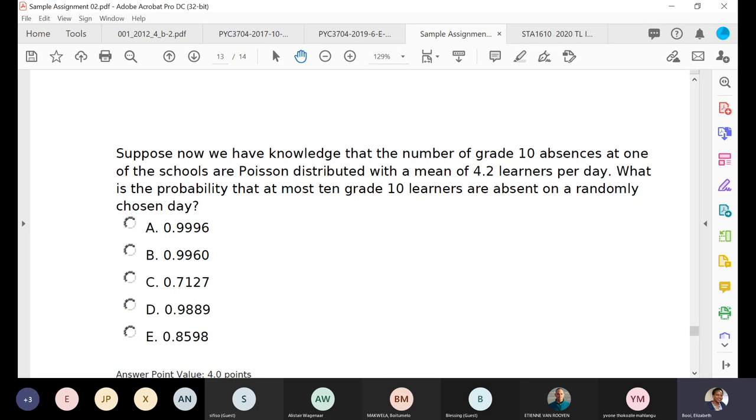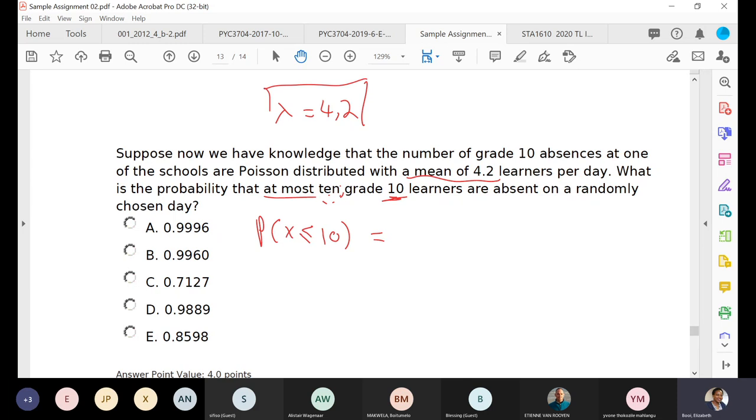Suppose now you have knowledge that the number of grade 10 absences at one school is Poisson distributed with a mean of 4.2 per day, which means they gave us our lambda, which is 4.2 per day. What is the probability that at most 10 grade 10 learners are absent? So the probability that X is less than or equal to 10. So the 10 is this, not the 10 of the grade 10s, because that can be very confusing as well. So at most 10 means you will have to add all of them, which is, oh gosh, a very long way of calculating it.